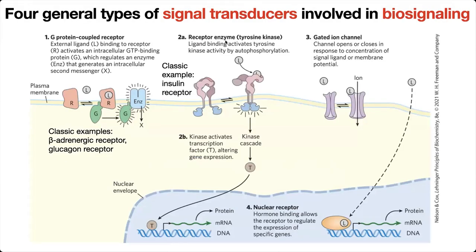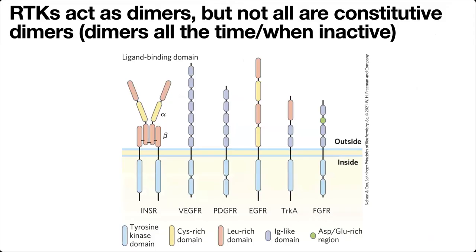Okay, so let's go ahead and talk about our next class of signal transducers, these receptor tyrosine kinases, or RTKs. Our classic example is going to be our insulin receptor, but we also see a lot of growth factor receptors. RTKs act as dimers, but not all of them are constitutive dimers. When we talk about constitutive, that basically means all the time. So some of them are dimers all the time, but some of them are only dimers in response to binding to a ligand. Our insulin receptor is a case of a constitutive dimer. So it's always in this dimer form.